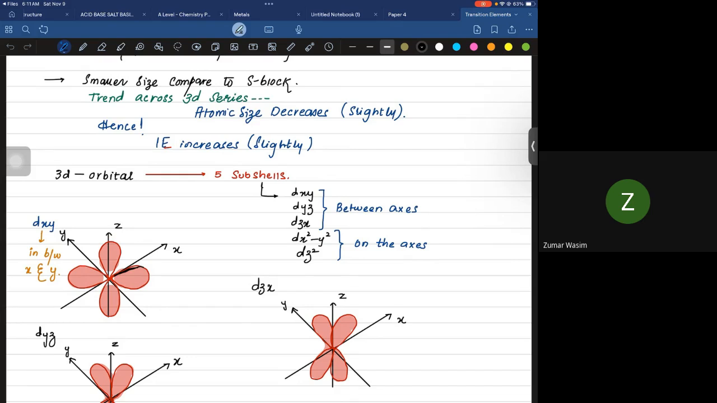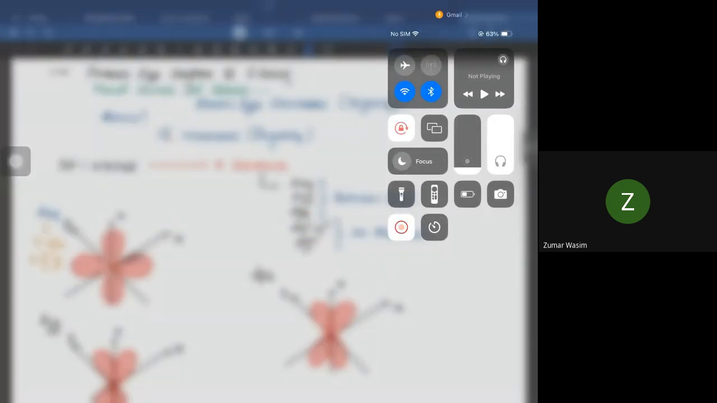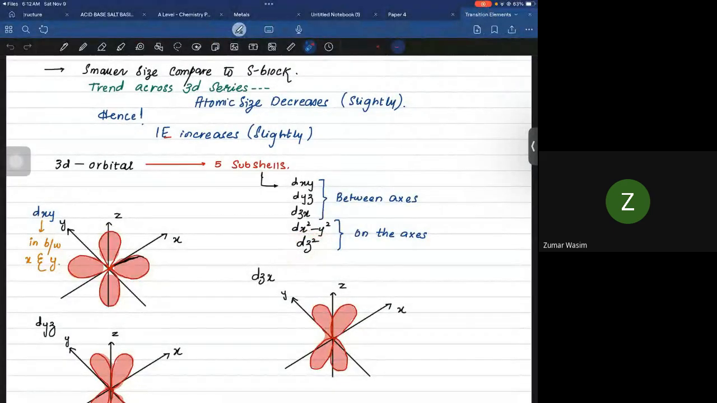So the D subshell has a total of 5 orbitals: dxy, dyz, dzx, dx square y square, and dz square. So a total of 5 orbitals we have for the D subshell. It's just like a P subshell.